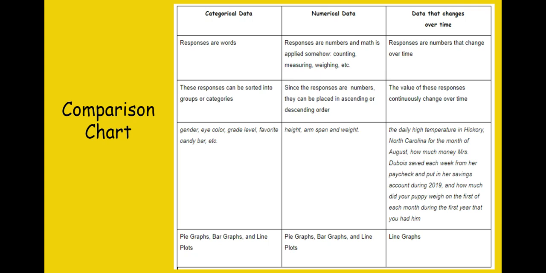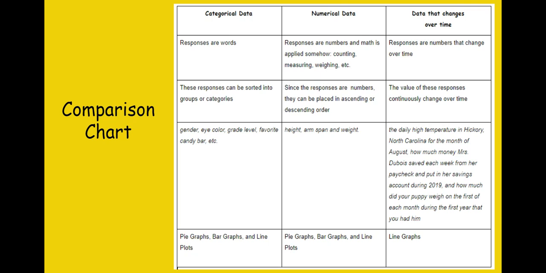So in categorical data, you might be looking at somebody's gender, somebody's eye color. You might be asking about their grade level or their favorite candy bar. In numerical data, you might be asking how tall they are. You might be asking their arm span, if they stretch out their arms as far as they can left to right. How far is it in inches, perhaps from fingertip to fingertip? Or you might be looking at their weight. Here in the US, we'd be weighing ourselves in pounds.